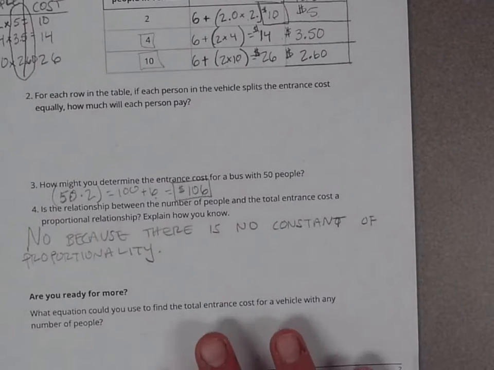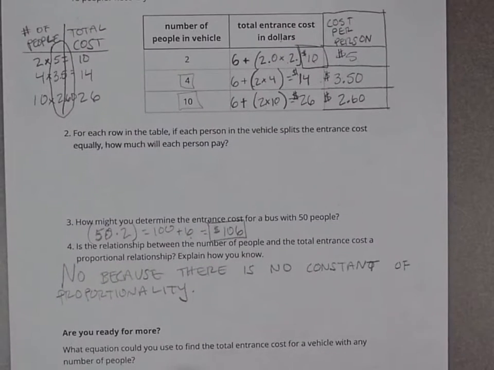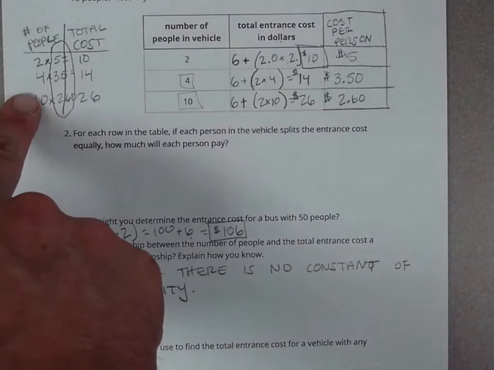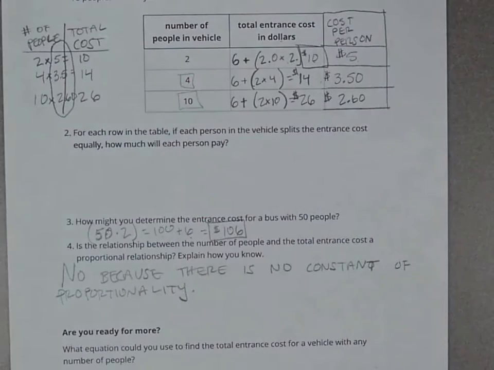And again, a constant of proportionality is a number that I multiply the left-hand side of an equation by to get to the right-hand side. If it changes, it's not constant, and that's not a proportional relationship. Okay? Let's take a look at one more example to illustrate what I just said.